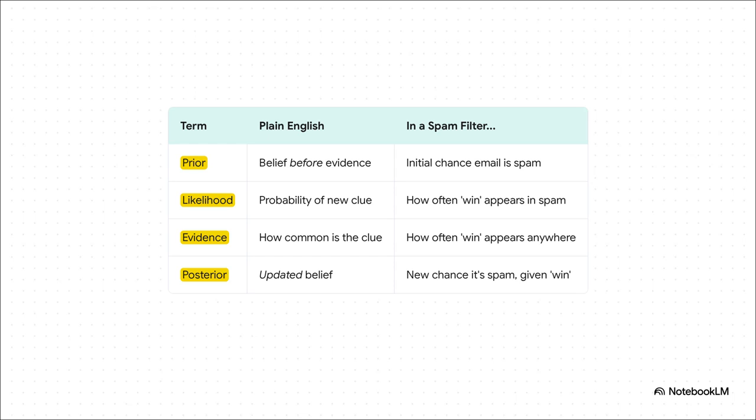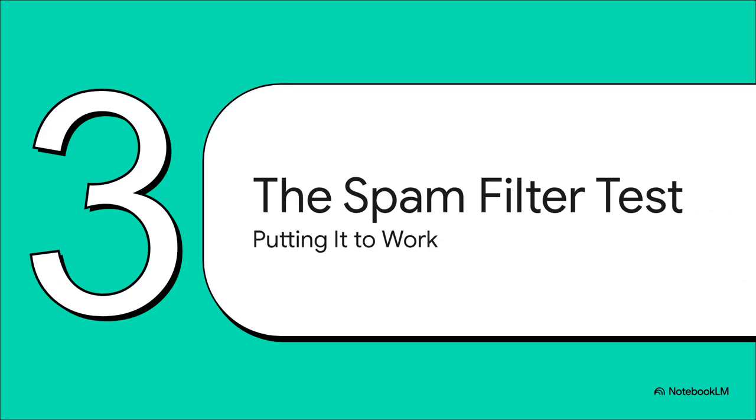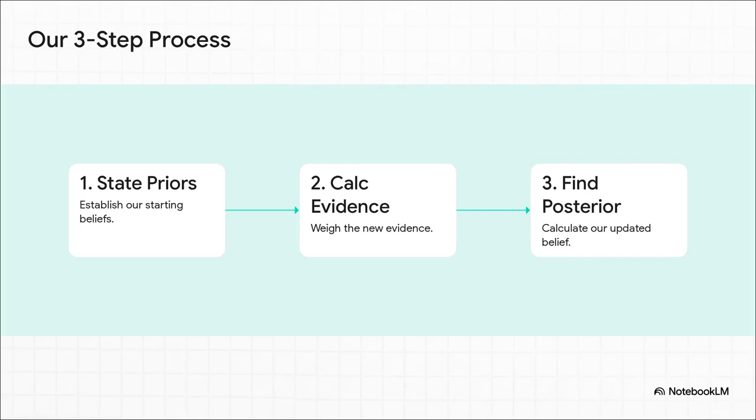Let's actually see how this works with some numbers. All right, enough with the theory. Let's put this thing to the test. And we're going to use a perfect real-world example, one that probably saved you a few headaches already today, the good old email spam filter. We're going to follow a simple 3-step process, and it's going to mirror that table we just looked at. First, we state our initial belief, our prior. Then, we weigh the evidence. And finally, we'll calculate our new, updated posterior belief to see if that email is really spam.